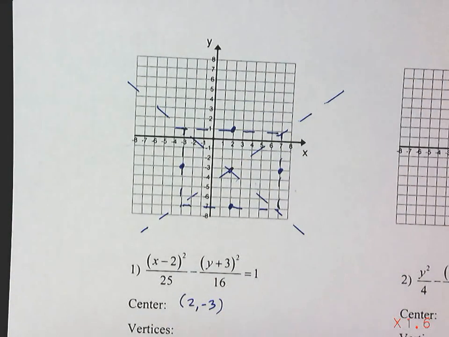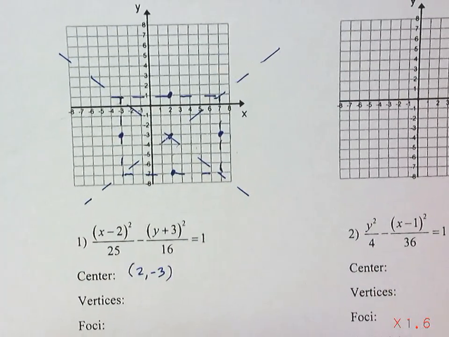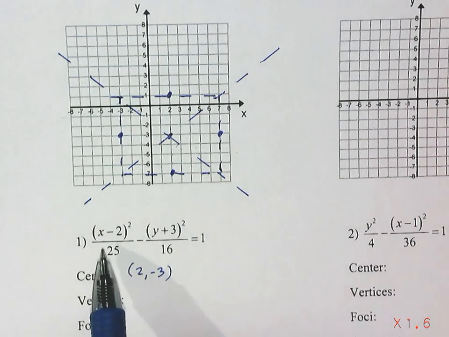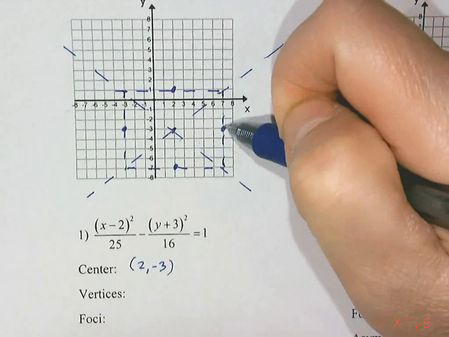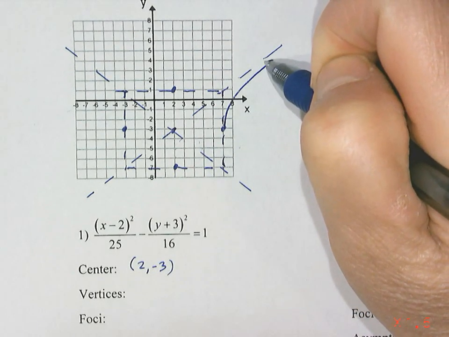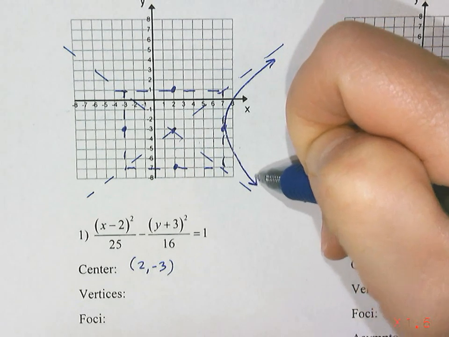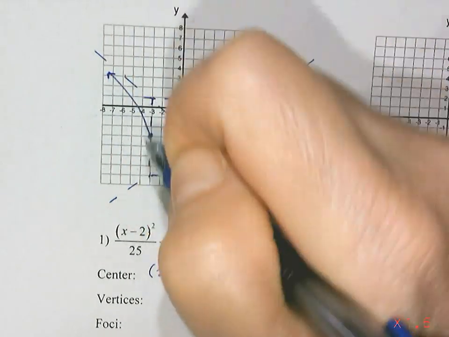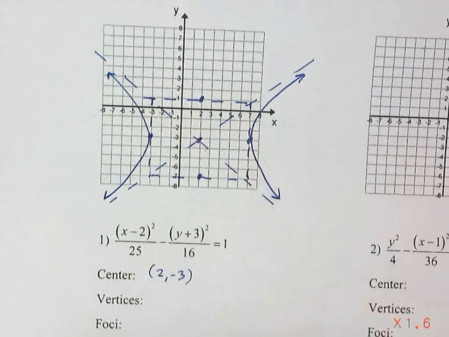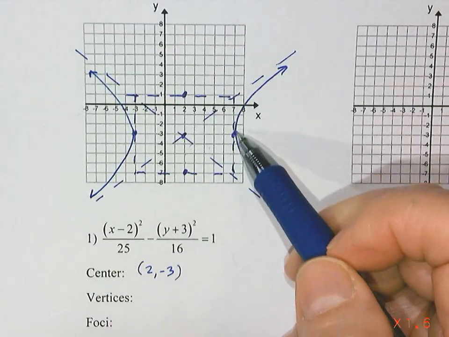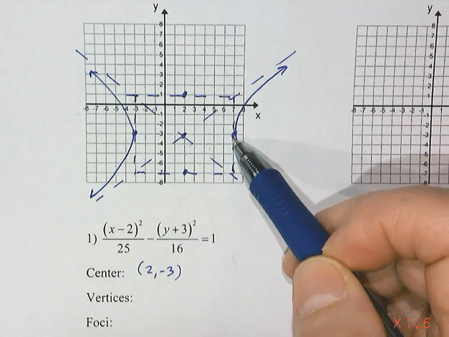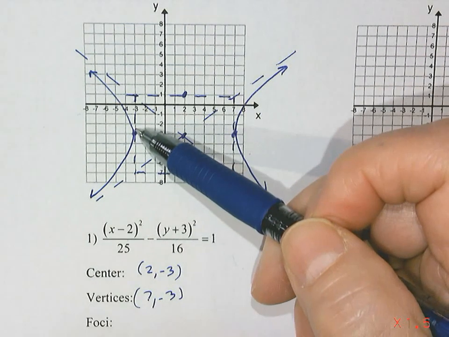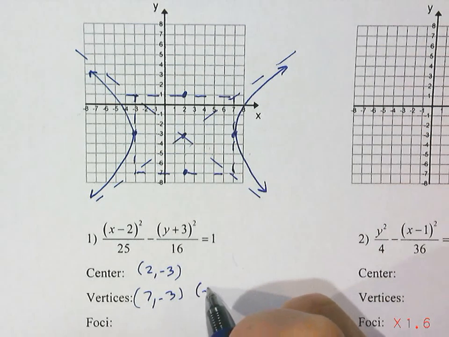Now I know that I want to create my hyperbola so that it does not cross those asymptotes. Since the x is first, I told you I want to go side to side. So I'm going to start here at the vertex and go in this direction. So my vertices, here's a vertex point here. So 7, negative 3. Here's a vertex point here too. Negative 3, negative 3.